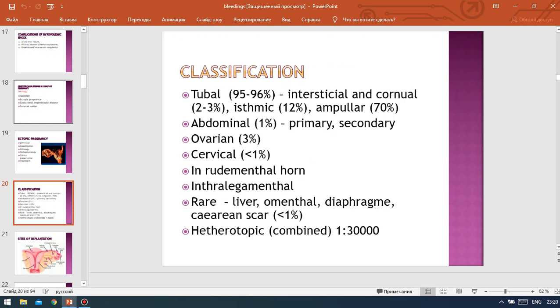And sometimes extrauterine pregnancy is situated in a rudimentary horn, if the patient has a bicornuate or unicornuate uterus or some abnormalities of the genital tract. Also intraligamentous, rarely in the liver, omentum, diaphragm. It's an abdominal pregnancy in the abdominal cavity. And pregnancy inside a cesarean scar is less than 1% of cases, and heterotopic combined pregnancy is 1 in 30,000 patients.